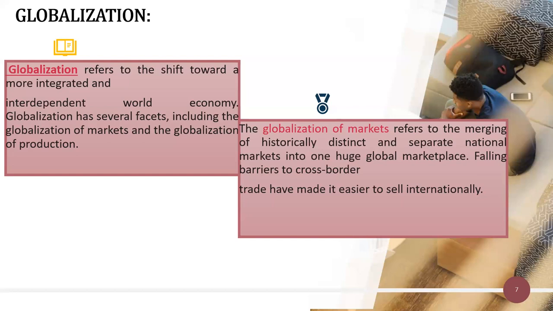So globalization refers to the shift toward a more integrated and interdependent world economy. Globalization has different facets, including the globalization of markets and the globalization of production. So the globalization of markets refers to the merging of historically distinct and separate national markets into one huge global marketplace. Falling barriers to cross-border trade have made it easier to sell internationally. The presence of Amazon, Lazada, Shopee, Alibaba, this is part of globalization. It breaks the barriers of cross-border trade and the like. And we are experiencing it.